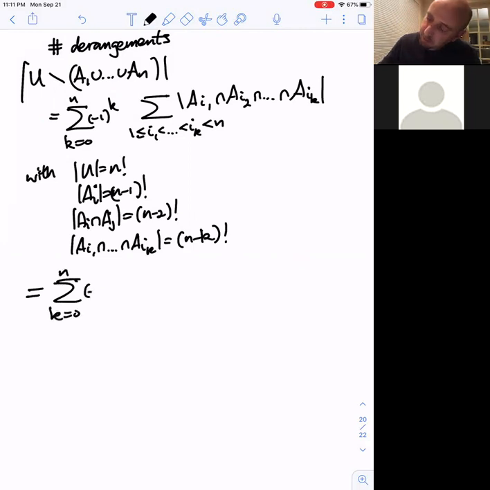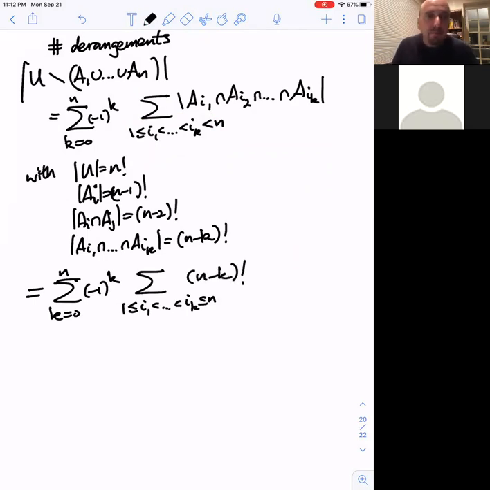The sum over k equals 0 to n of minus 1 to the k. And now we have to do something. We have to count how many of these subsets of k indices, i_1 up to i_k, that's a k-element subset of n, how many of these terms there are in the sum. Maybe I'll write this in 2 steps. For each of those, pick a k-element subset, we're going to get an n minus k factorial. Well, we're always getting the same number, so I could pull it out here.